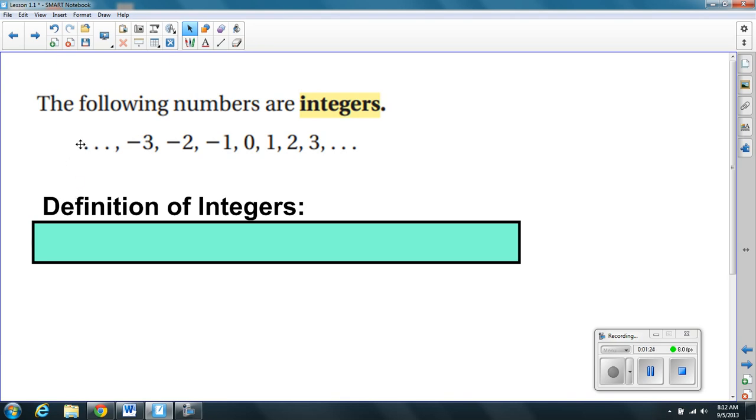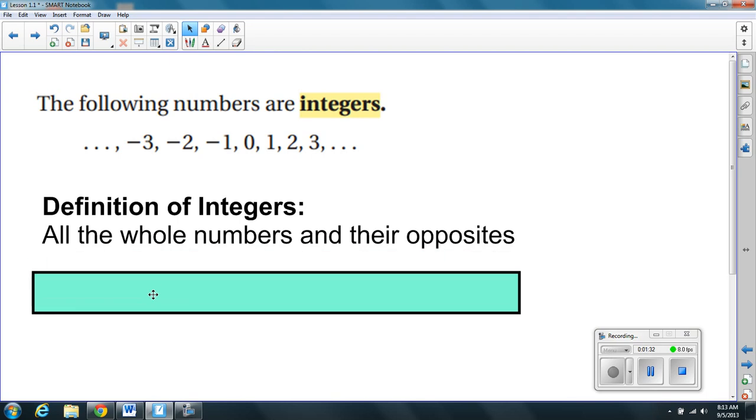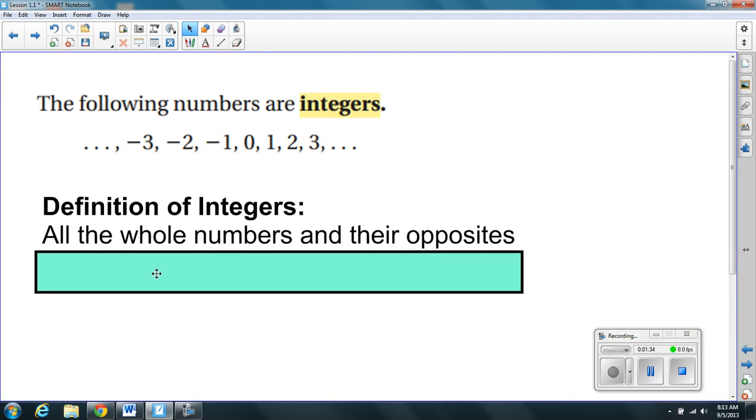Okay? So make sure you have your notebooks ready, and what we're going to do is write a definition for integers. Definition of integers is all the whole numbers and their opposites. What does that mean? Well, if I take a look at 0, 1, 2, and 3, these numbers are called whole numbers because they're whole. There's no decimal, there's no fraction attached to them, it's just the number. We can't call negatives whole numbers because whole numbers can't be negative. Correct, whole numbers can't be negative.